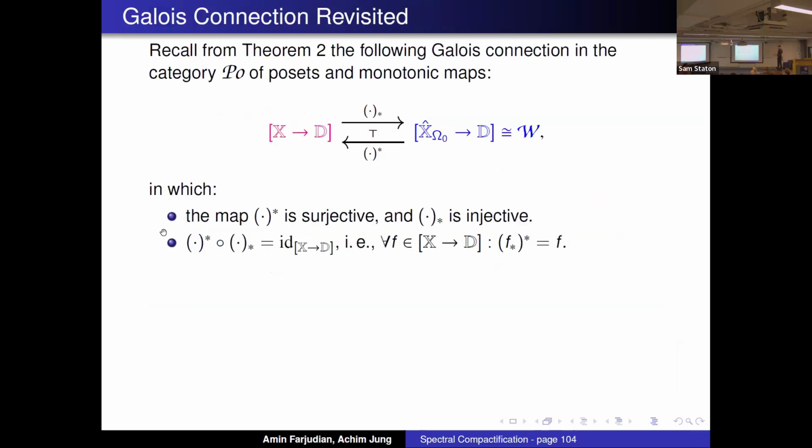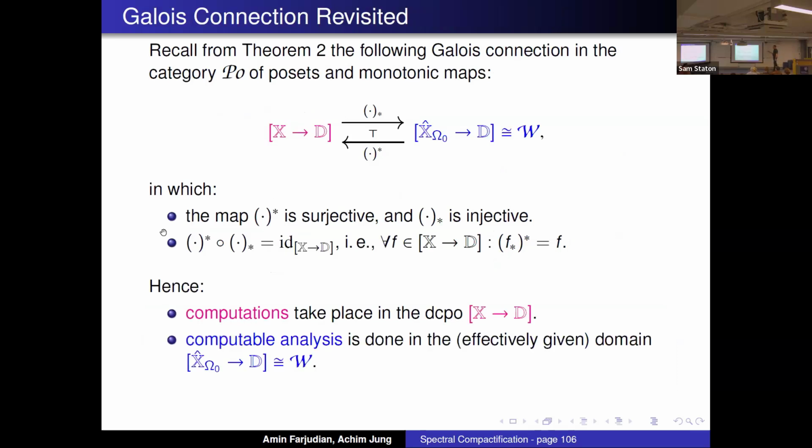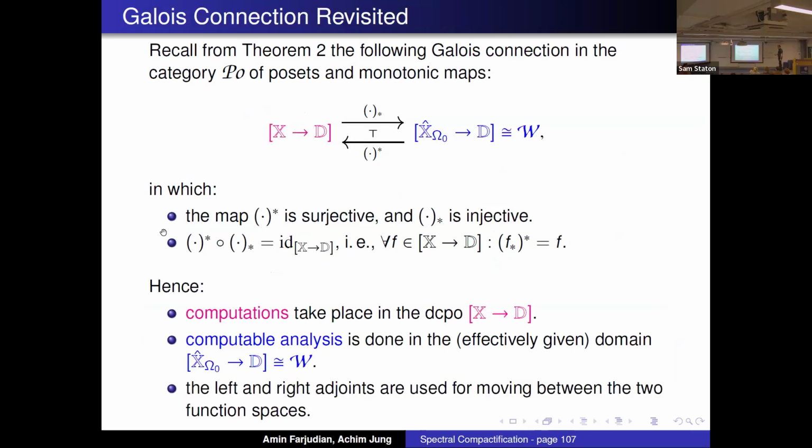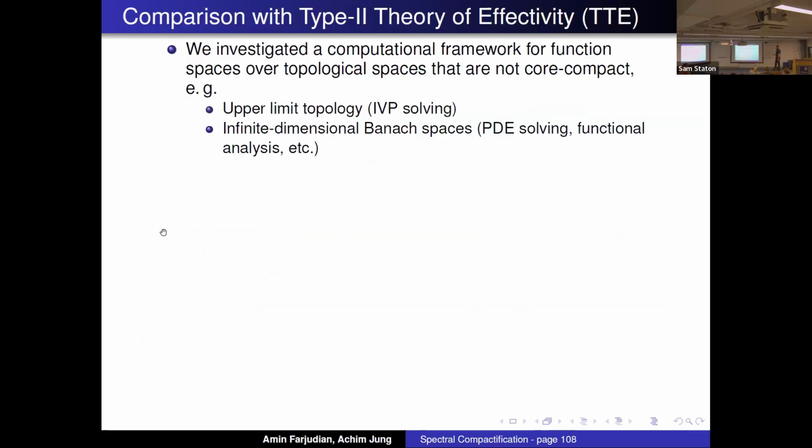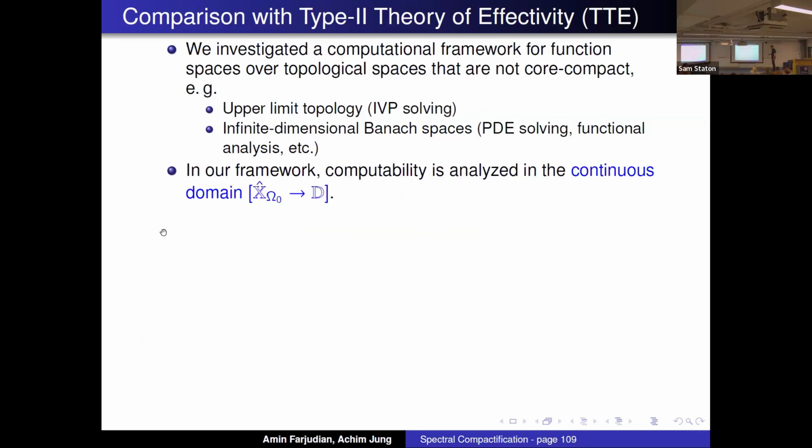Now, if you go back to the Galois connection, again, this makes sense now. This is the compactification. But I'm going to move on to a few concluding remarks. So what we have done is we have presented a computational framework for function spaces where the topological space is not core compact, for example, the upper limit topology or any infinite dimensional Banach space.